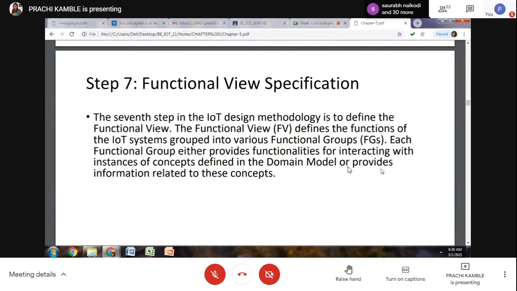Then step 7, that is the functional view specification. The functional view specification defines the functions of the IoT system grouped in various functional groups. Each functional group either provides functionalities for interacting with instances of concepts defined in the domain model, or provides information related to the concepts.